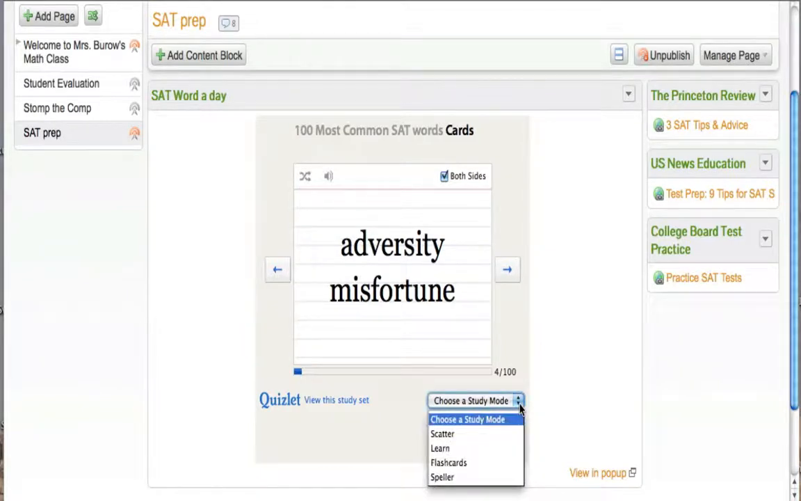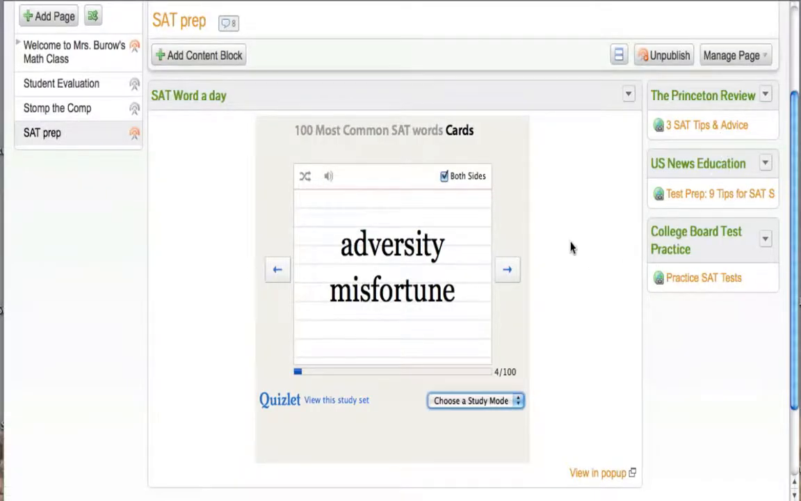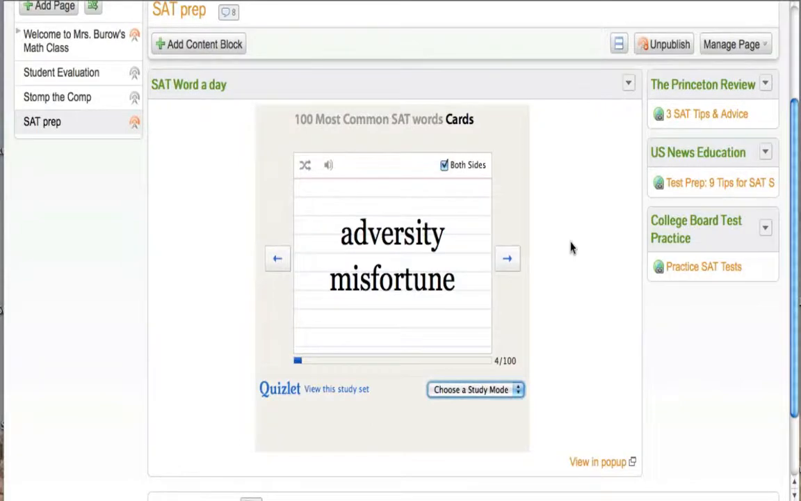So you can do flashcards. They have a speller. They have a scatter. So they have different games with it. The other thing is I went to the Princeton Review, U.S. News, and the College Board and got some articles on strategies that they recommend before taking the test.